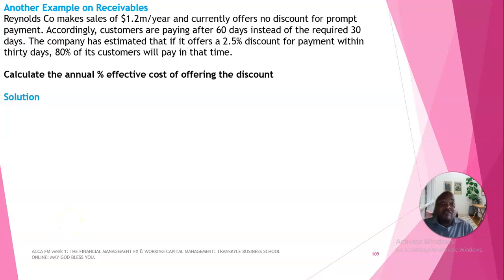Okay, so we have a company whose customers are paying after 60 days instead of the required 30 days in practice. The company has estimated that if it offers a 2.5% discount for payment within 30 days, 80% of its customers will pay in that time. So we are required to compute the annual percentage effective cost of offering the discount.